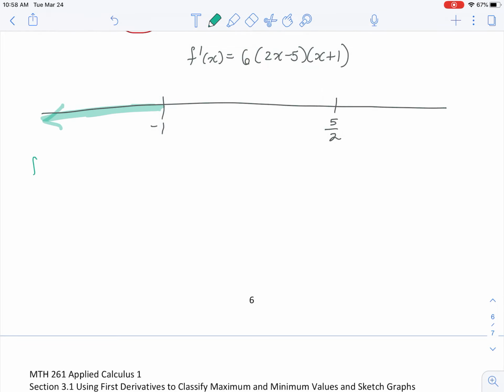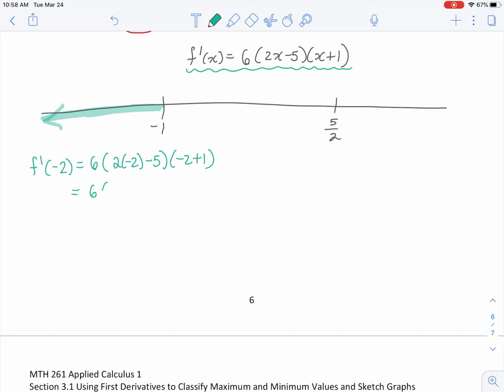Let's plug in negative 2, a number that's smaller than negative 1. We'll go into f prime now. That will give us 6 times (2 times negative 2 minus 5) times (negative 2 plus 1). I'm just plugging this into our derivative function, and what we are trying to do is get the sign of the derivative.